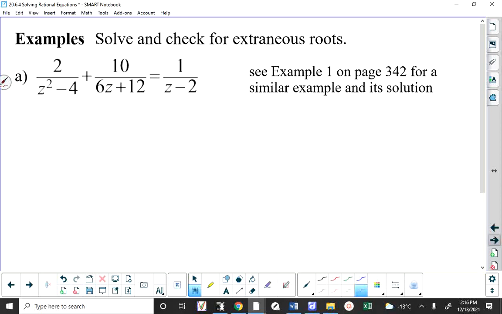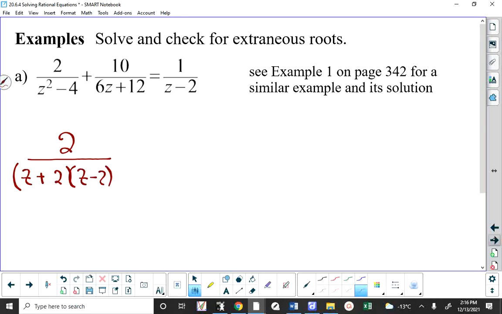Factor. You factor. You got to factor everything. You can't see what's going on mathematically until you factor. So this becomes 2. Z squared minus 4 is a difference of squares. Difference of squares. Z plus 2 times Z minus 2.